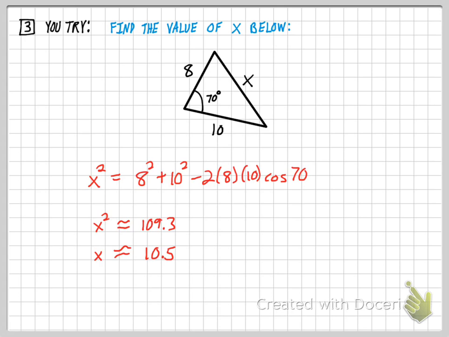Alright, hopefully you set up your formula correctly. X is my unknown side, 70 is the side across from it, and 8 and 10 are my other two sides. You have the formula there. When you work it all out, you should get about 109.3. The common mistake is to say that that's your answer, but don't forget that's the square of your answer. So 10.5 was the correct answer.